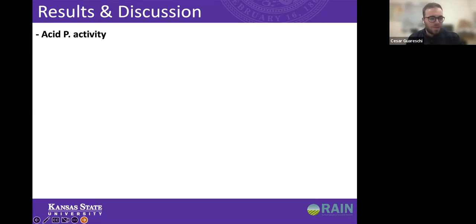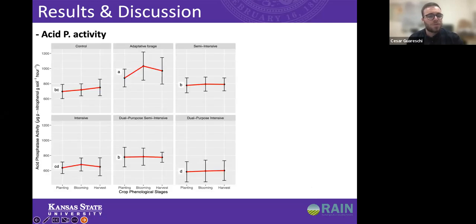Talking about acid P, really important for the phosphorus cycle in the soil. We can see an effect for treatment in our cropping system in all the growing season. So we can see that acid P has a more stable behavior, or more stable dynamics, along the growing season in the 0 to 5 centimeters layer of soil.